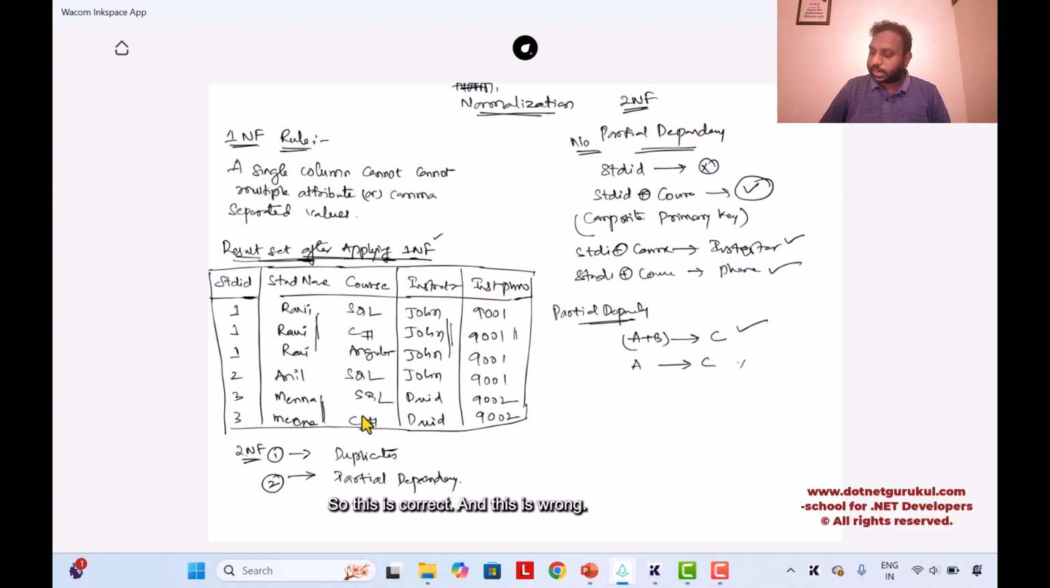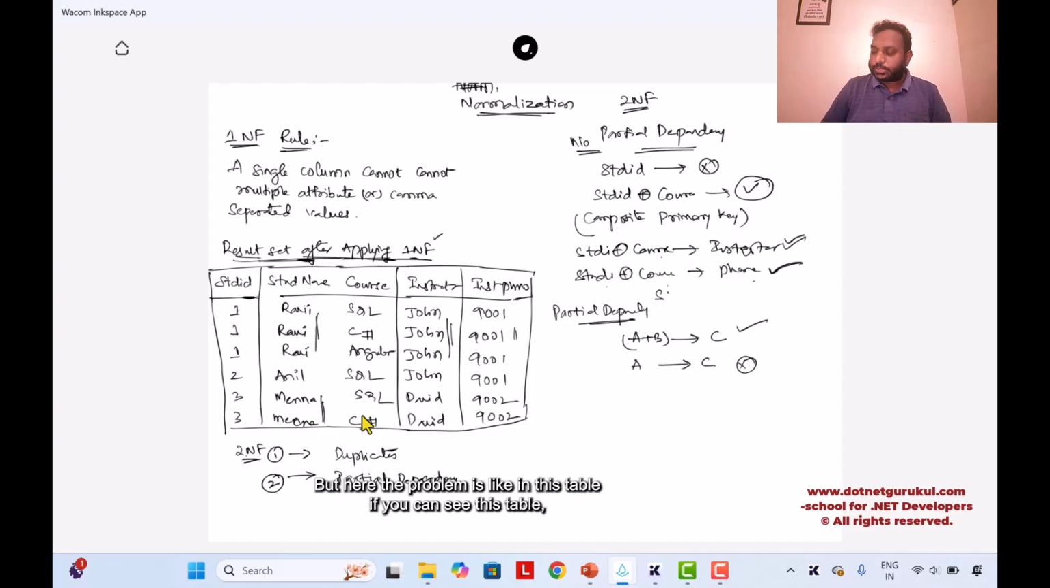Okay, so this is correct and this is wrong. The part of the primary key should not define the other values. You see, student ID plus course can identify the instructor. Student ID plus course can identify the phone number, and these both are correct because they are totally dependent on the composite primary key.